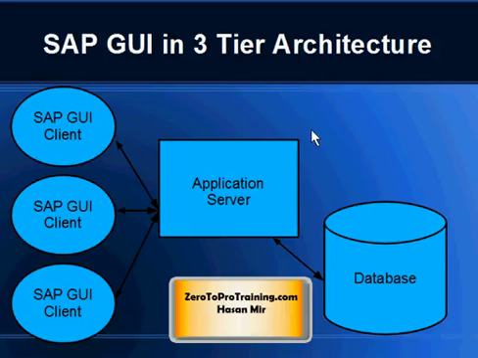Actually, in a really small-scale environment, you can have all three on the same computer as well. You can download SAP and install it on your computer. These days laptops are very powerful as well. You can install the application server and database on the same laptop, and you can download the SAP GUI client on your laptop as well. In that case, all three tiers will be residing on one laptop.